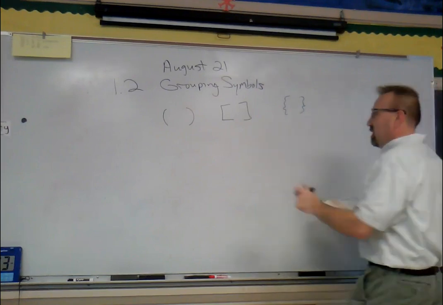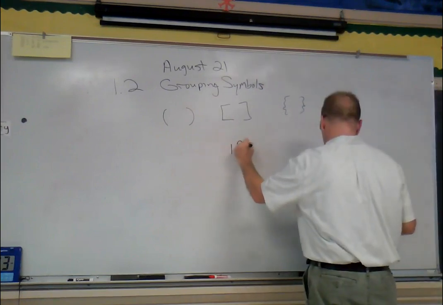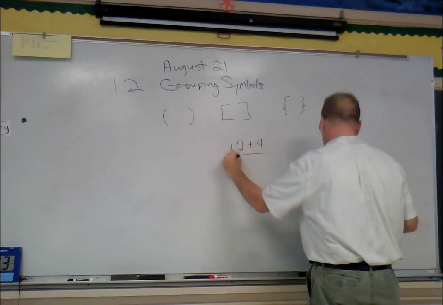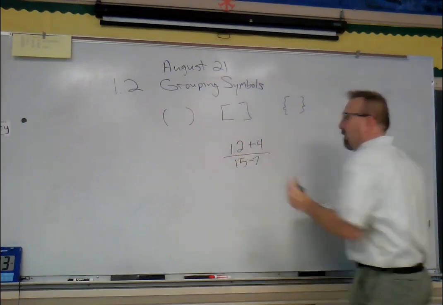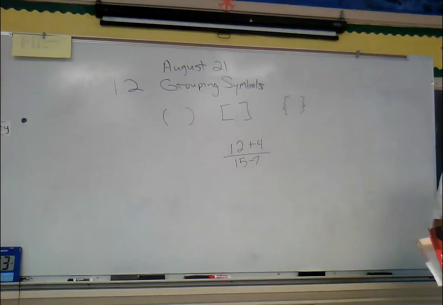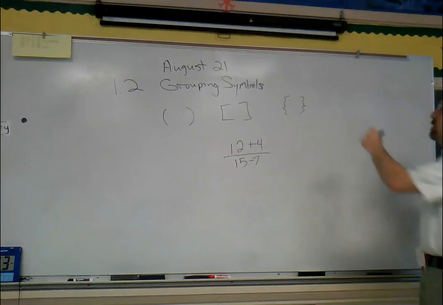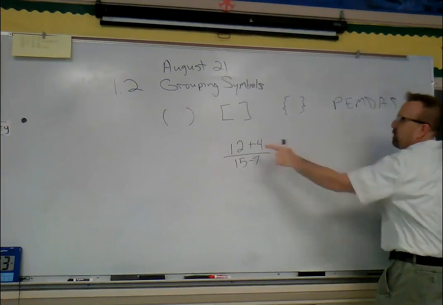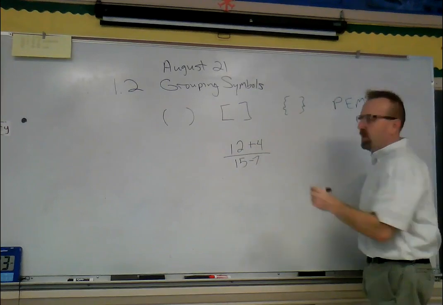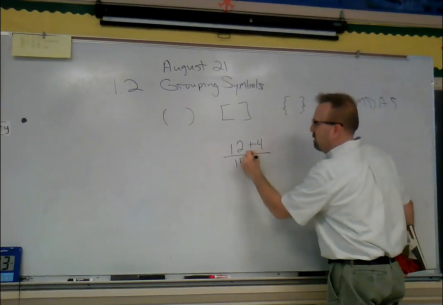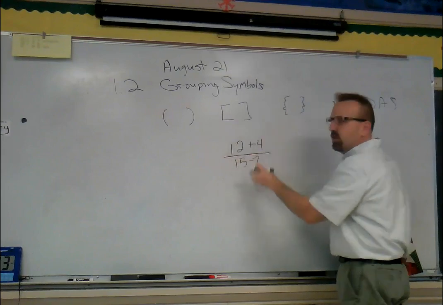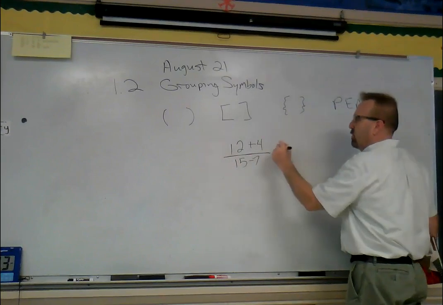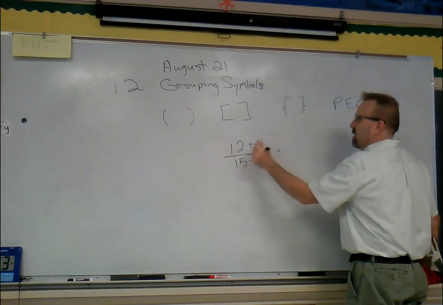And then the last type you will see, you don't necessarily think of it as a grouping symbol, but a very long fraction is a type of grouping symbol. Normally, when we do order of operations, we would divide before we would add or subtract. But if you have a division bar separating two problems, you do those two problems first. So that is our separation.